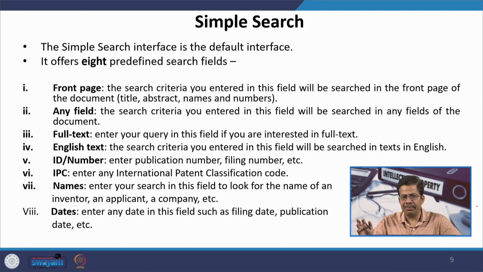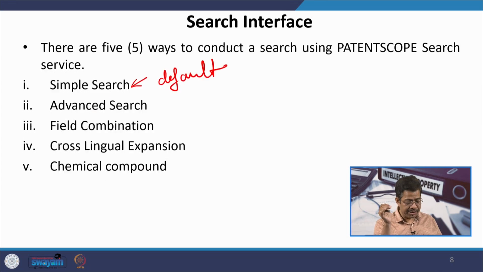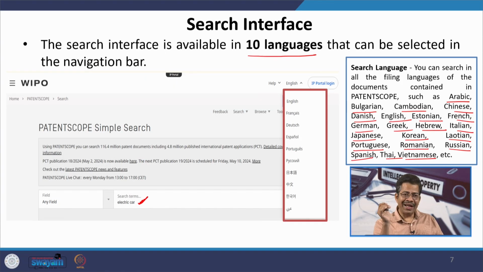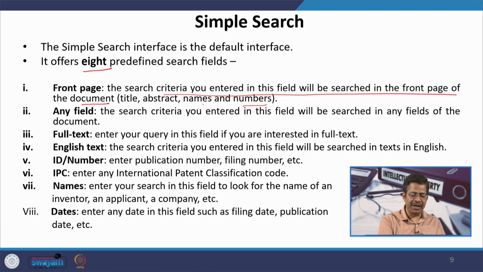There are 8 predefined search fields. First is Front Page: the search criteria you enter in this field will be searched on the front page of the document, where the title, abstract, names, numbers etc. are there. So whatever search criteria, like I mentioned electric car, this word will be searched on the front page.